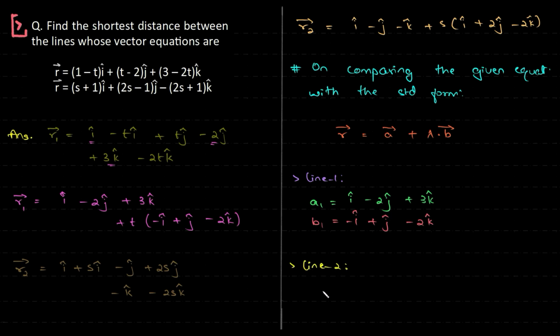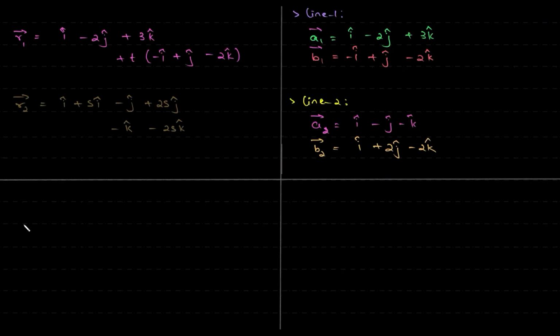Line 2: A2, the position vector of the point, would be the following, and B2 would be i cap plus 2 j cap minus 2k cap. The only difficulty for me over here, the drawback, is that the values are in one place and I have to do the calculation in another place. If you write it in the same place, then things will be okay.